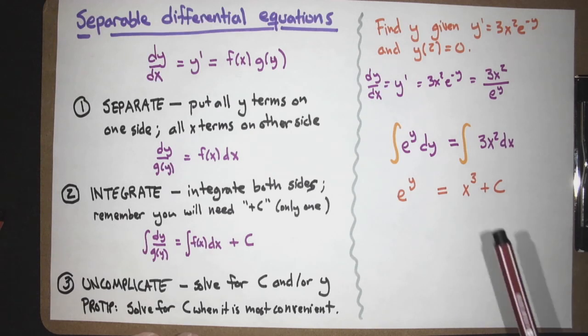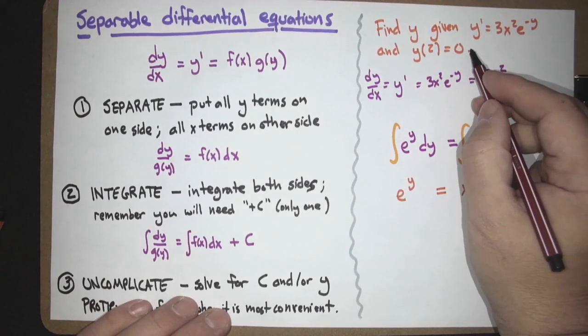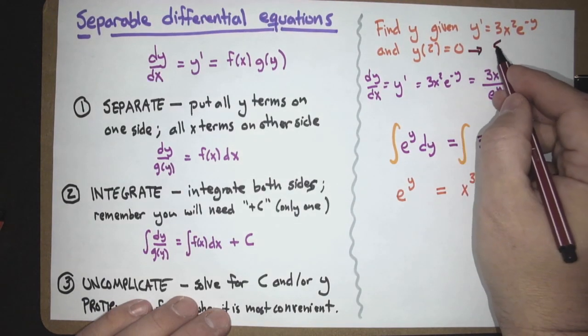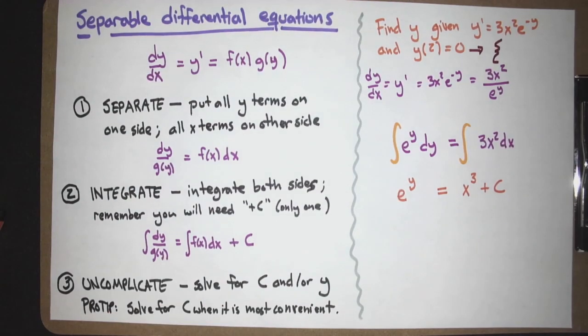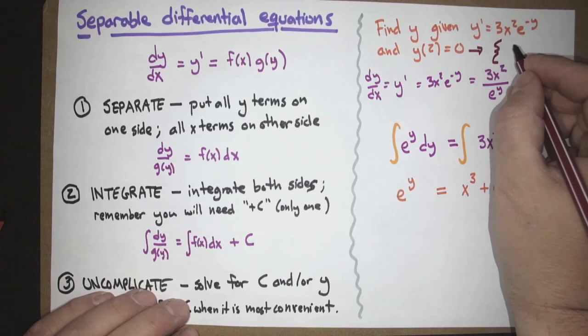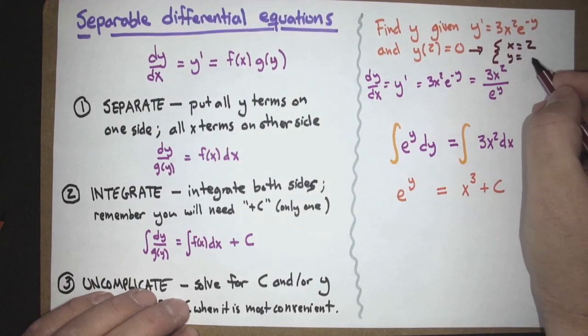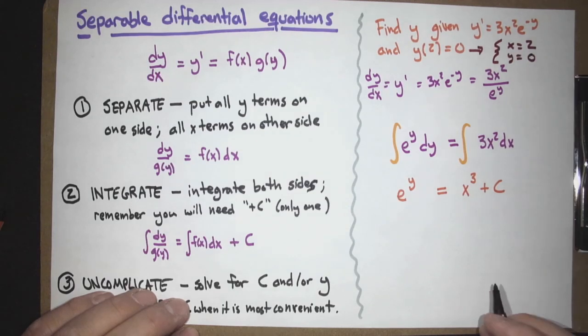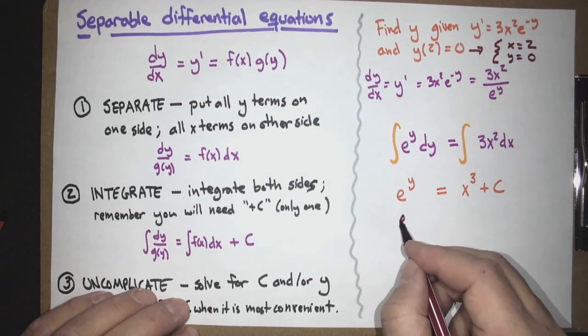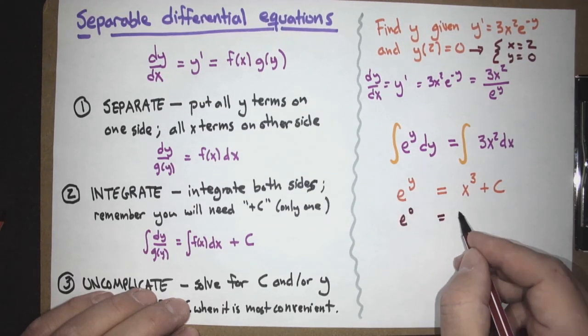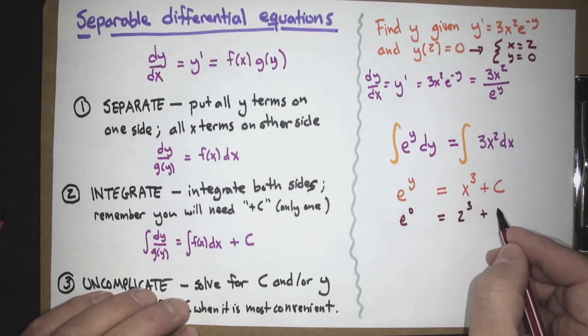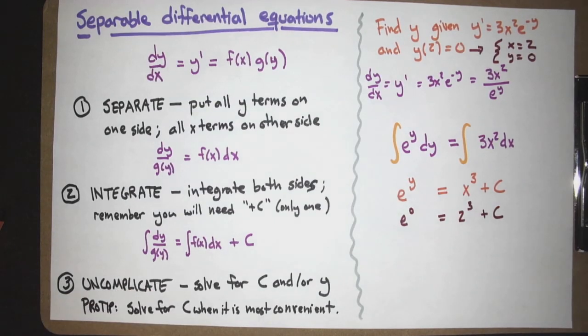Now let's talk about our initial condition. Let's read this. Y of 2 equals 0. What does that translate into? What is our initial condition? What value equals what? So there's an x and there's a y. X equals 2, y equals 0. So when we plug in our initial conditions, e to the 0 equals 2 cubed plus c. 1 equals 8 plus c.